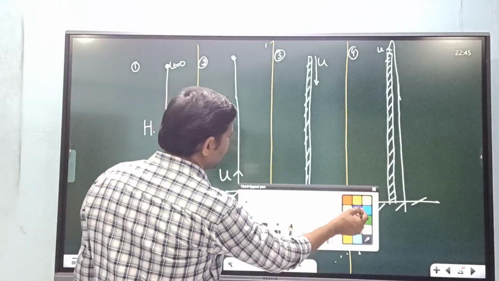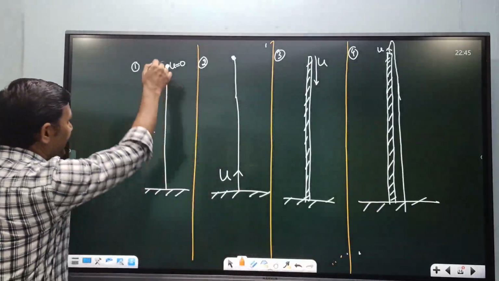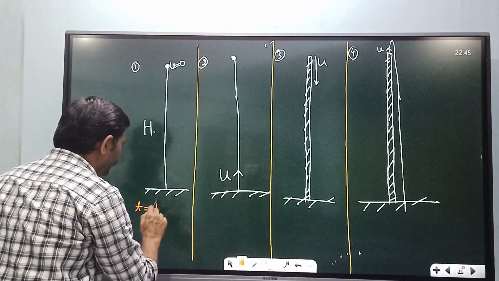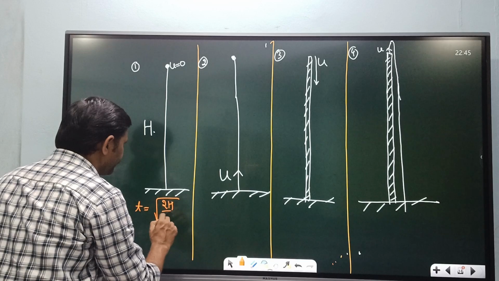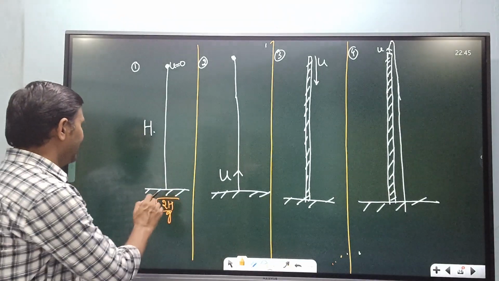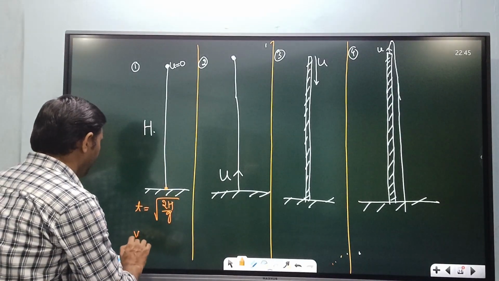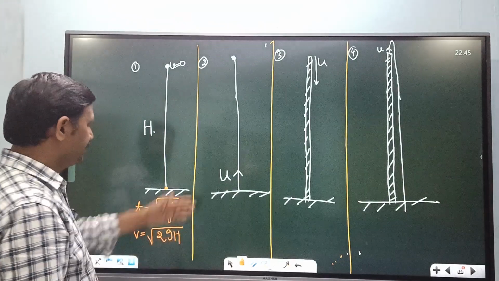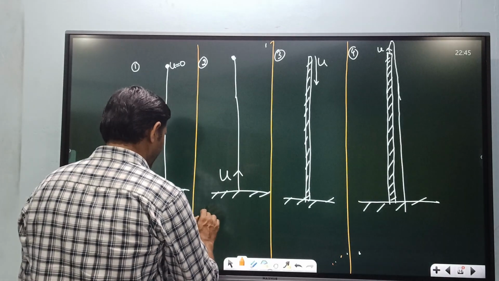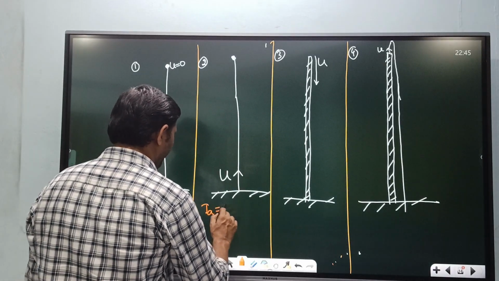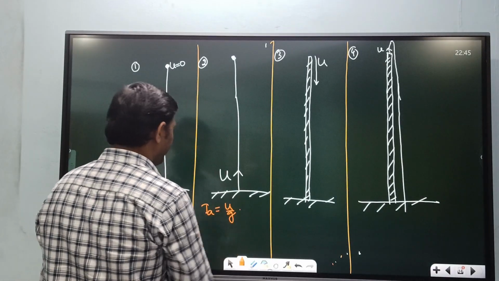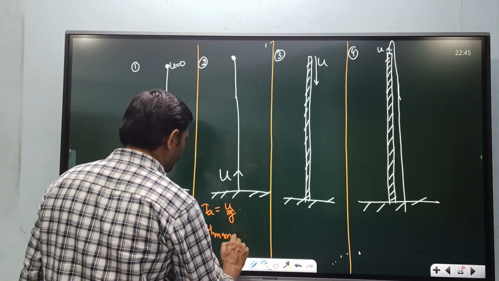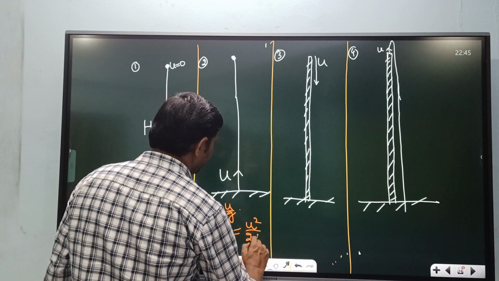So in the case of a freely falling body, the height is H. Then what is the time taken by the body to reach the ground? T is equal to root of 2h by g. What is the final velocity of the body when it reaches the ground? V is equal to root of 2gh. In the projected case, what is the time of ascent of the body? U by g. This is called the time of ascent. Then what is the maximum height reached by the body? H max is equal to U square by 2g.